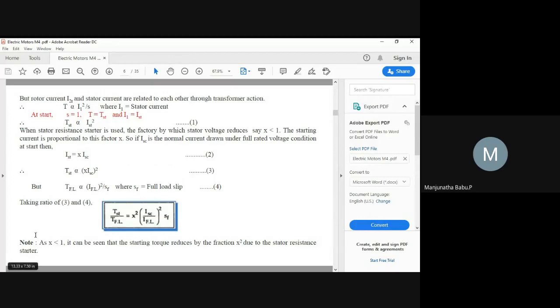Also make a note that as X is less than 1, the starting torque reduces by the fraction X square due to the stator resistance starter. Have you noted?